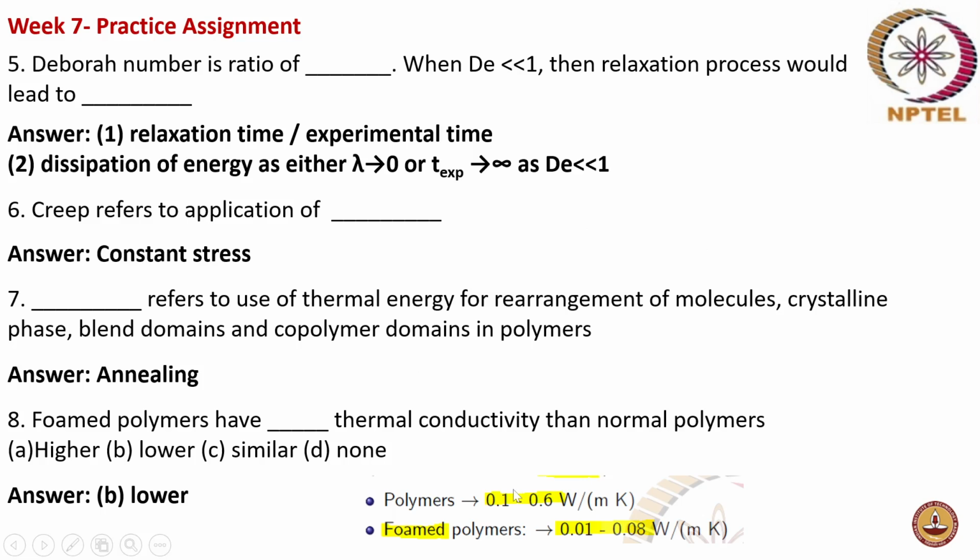We could see that the value of thermal conductivity for polymers is 0.1 to 0.6 watt per meter Kelvin. When it comes to foamed polymers, between the polymer chains there are empty spaces, kind of bubbles, so basically a foam kind of structure. That means there is an air gap between the polymer molecules, so the thermal conductivity is reduced further. The thermal conductivity of foamed polymers is 0.01 to 0.08 watt per meter Kelvin. That means there is a one order reduction when going from a normal polymer to a foamed polymer. So foamed polymers have lower thermal conductivity than normal polymers.